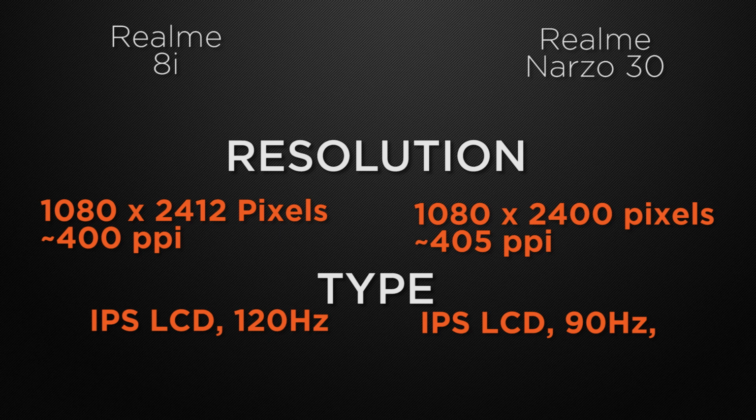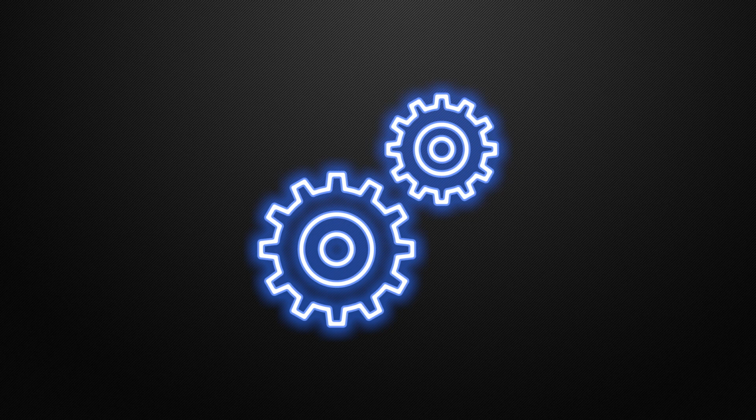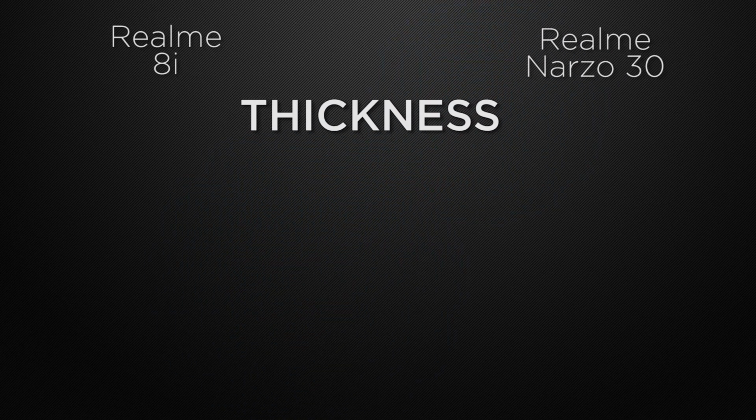So the winner here is 8i because it has a 120Hz refresh rate, which can give you better and smoother transitions. Moving to the body features of the devices, let's start with the thickness of the devices. 8i has 8.5 mm of thickness, whereas Narzo 30 has 9.4 mm of thickness. So the winner here is 8i because it has a slimmer body.